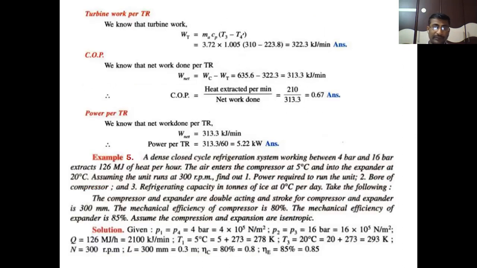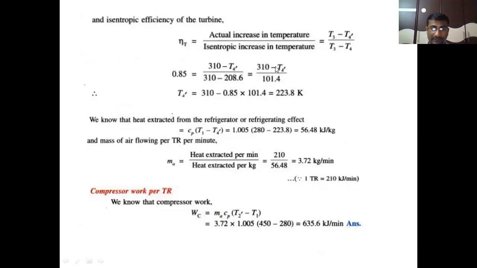Work produced by the turbine is 3.72 into 1.005. The T3 value is T10 given in the problem, and T4 dash has been calculated as 223.8. Then we will get 322.3 kilojoules of work produced by the turbine per minute. This work is supplied to the compressor, which is consuming 635.6 kilojoules per minute.